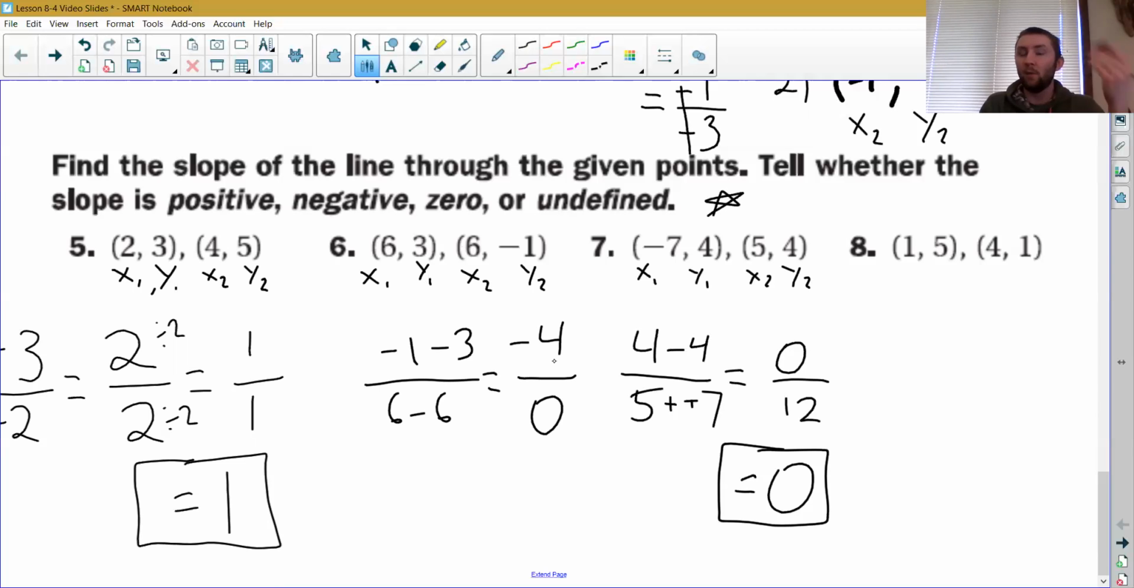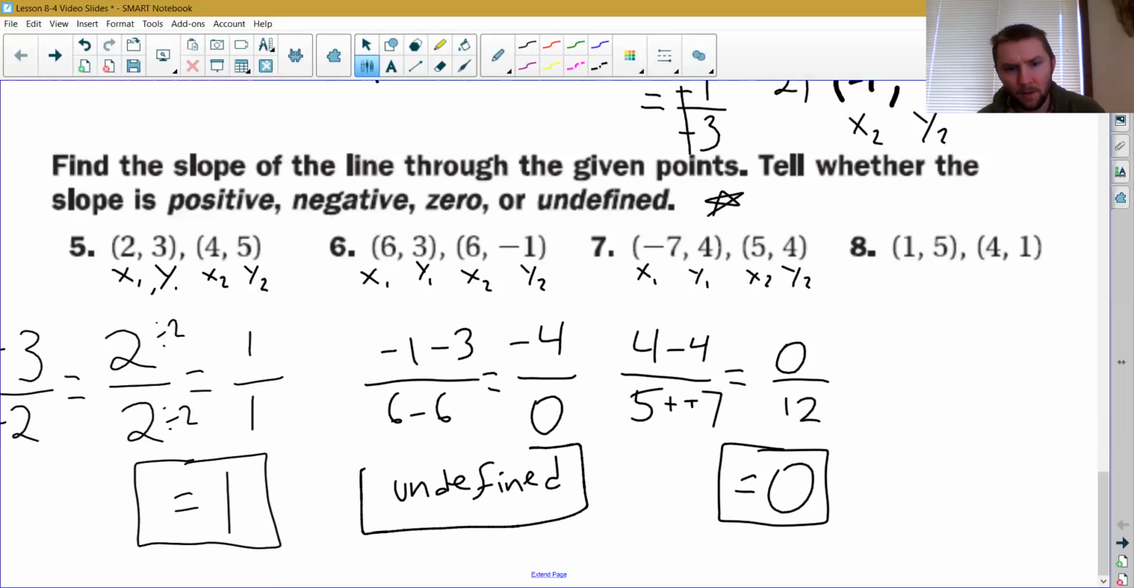So if I do -4 divided by 0, my calculator will tell me error, right? Because I can't do anything divided by 0. So when I find an error in my slope, right, when I try to divide by 0, remember that is called undefined. Undefined slope. The slope here is undefined.